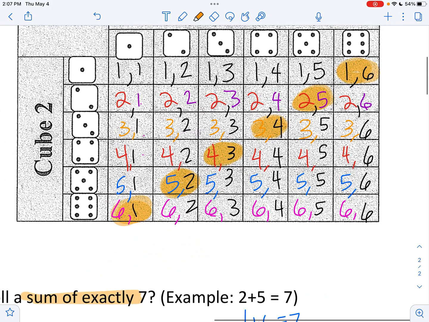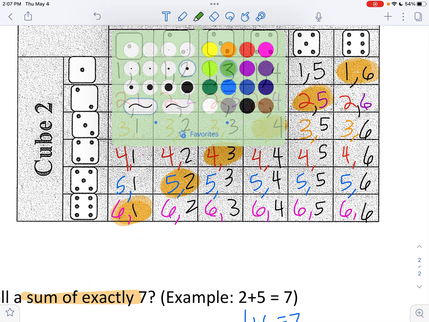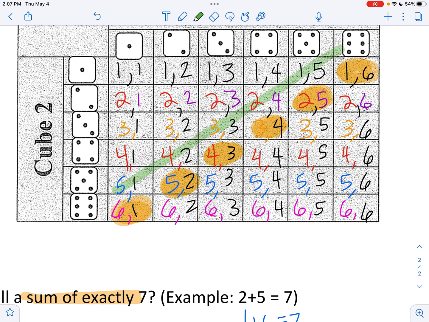Let's look and see if there's a pattern here diagonally. I'm going to do kind of this green one here. As we go across, it looks like these numbers add up to 6. 1 plus 5 is 6. 2 plus 4 is 6. 3 plus 3. And if you look at this one, they add up to 8. 6 plus 2, 5 plus 3, 4 plus 4. Let's try another one. This is the 9 sum. All those numbers add up to 9.